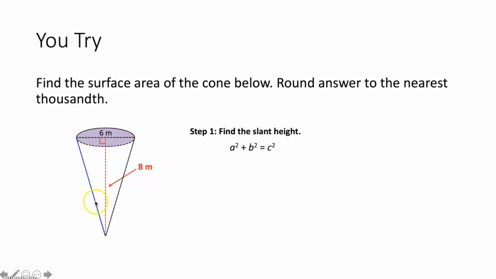So in my Pythagorean theorem, it only matters what I plug in for C. C has to be the side length opposite my 90-degree angle. So that would be my slant height. That means this 3 meters and this 8 meters can go in for A or B. Doesn't matter which goes in for which.